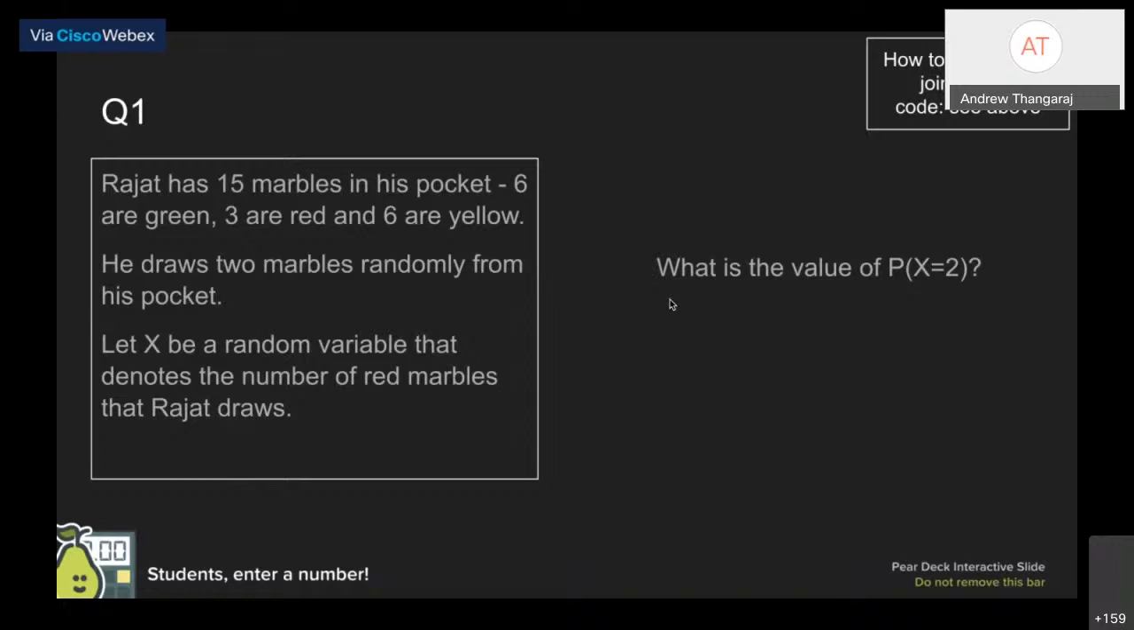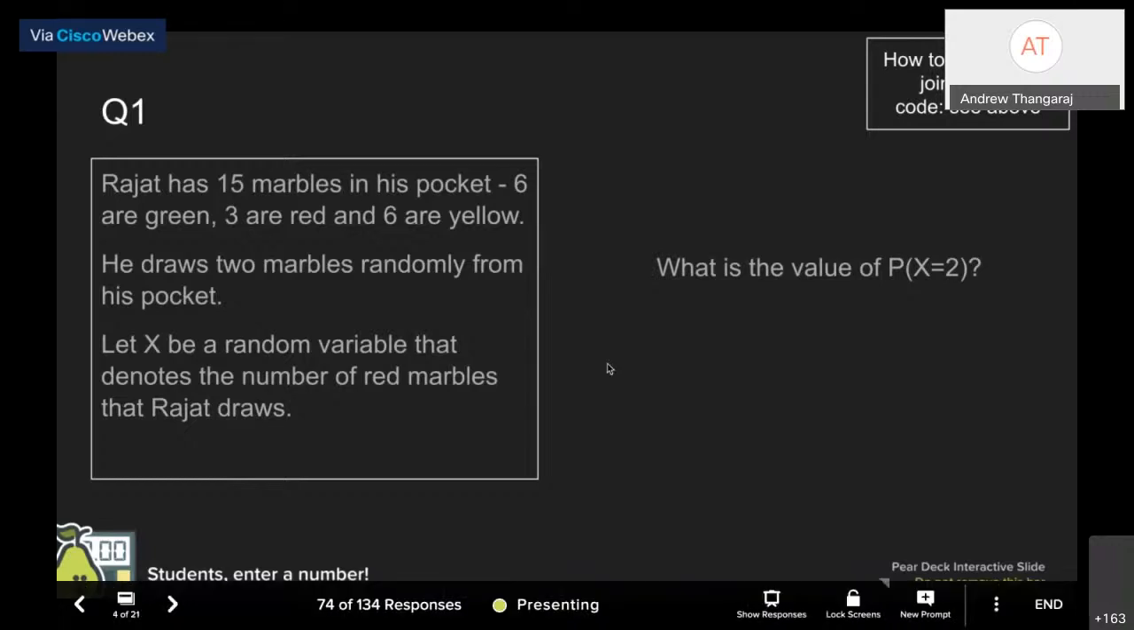Remember, the answer is a probability. If you're getting answers which are either less than 0 or greater than 1, then something is wrong. The answer is a probability: the probability that X equals 2.